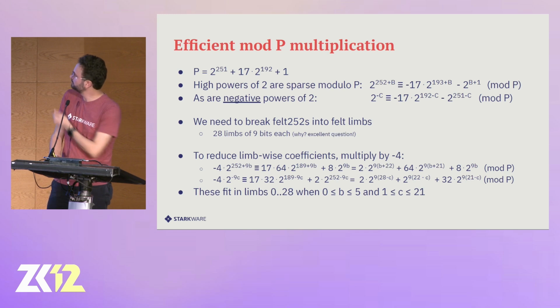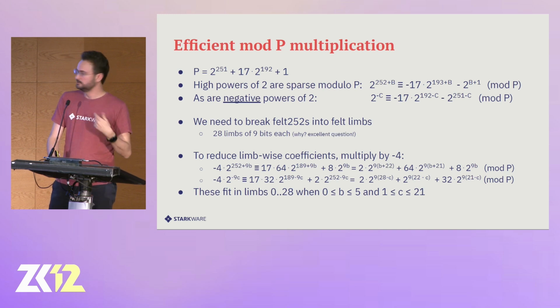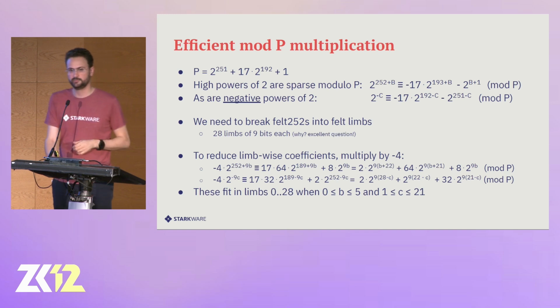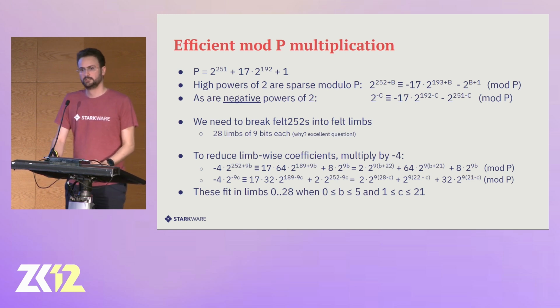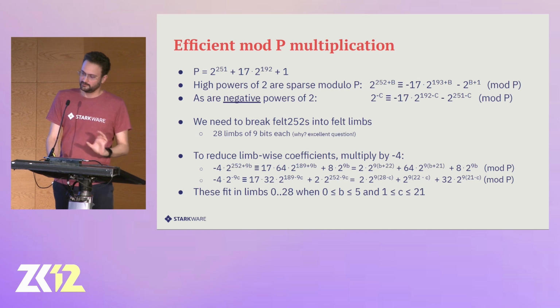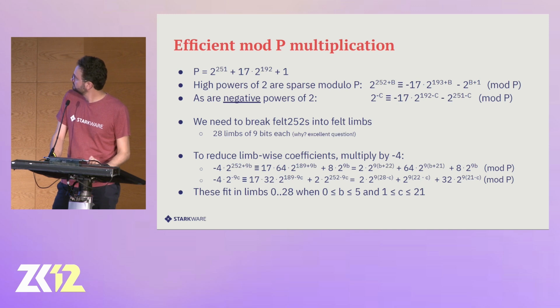So we see that the b plus 22 element means that b cannot be bigger than 5. The 9b element means that b cannot be negative. Similarly, 28 minus c says that c should be at least 1, and 21 minus c says that c should be at most 21. And the nice thing is that this gives us 27 more elements, which is exactly what we need.